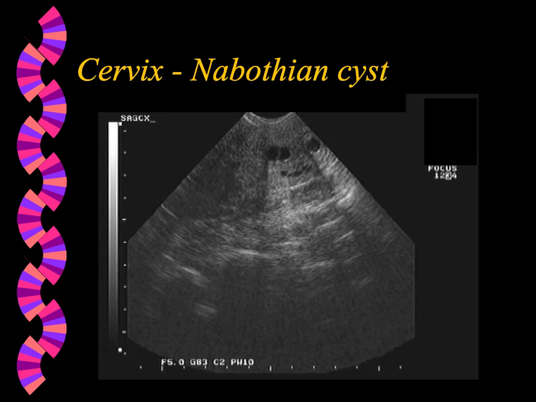Next thing we want to do is look at the cervix. And in this slide, we see several small black circles down in the cervix, and those are called Nabothian cysts. Nabothian cysts are remnants of endocervical glands, and they're completely normal.